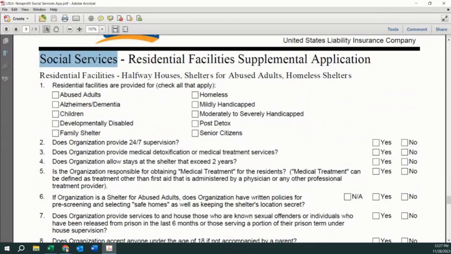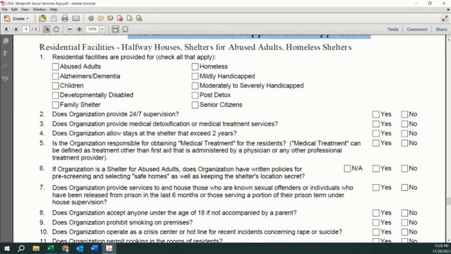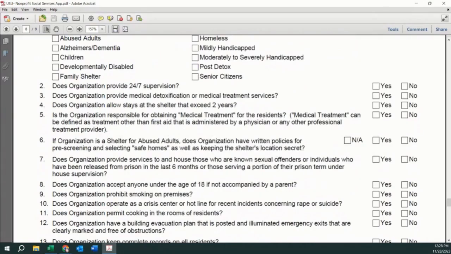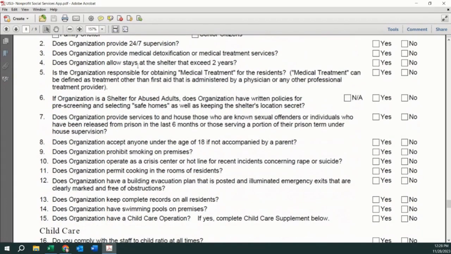Now, social services, residential facilities, supplemental application, residential facilities, halfway houses, shelters for abused adults, and homeless shelters. So you need to pick who you're going to work with so that way they know who they're insuring. And if there is 24/7 supervision. Now, it doesn't say here if they have to live there or not live there.